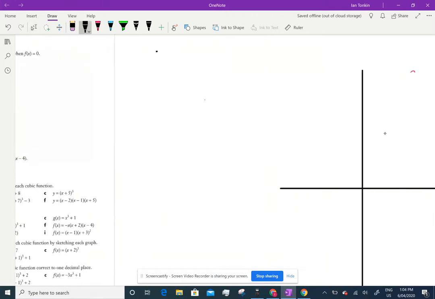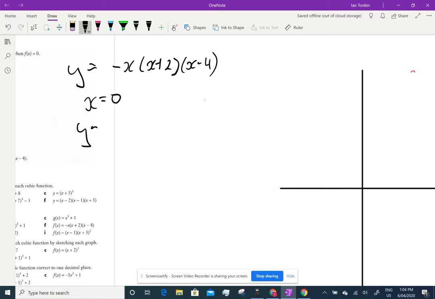So y equals, actually, I'll do it over here because I need space because it's a negative cubic. Y equals negative x plus 2, x minus 4. Well, when x equals 0, y equals negative 0 times 0 plus 2 times 0 minus 4. And I don't even care about those because I've got 0 times it, so it's just going to be 0. So there's my first big one. I've got a 0, 0.